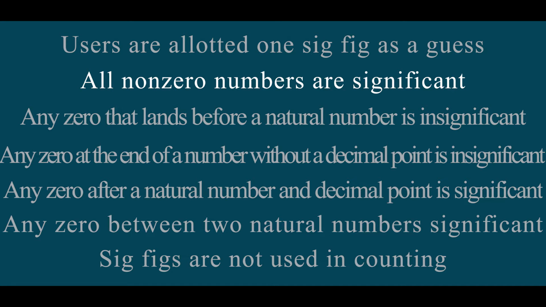All non-zero numbers are always significant. Any zero that lands before a natural number is insignificant. Any zero at the end of a number without a decimal point is insignificant. Any zero that is after both a natural number and a decimal point is significant. Any zero between two natural numbers is significant. Significant figures are not used in counting.